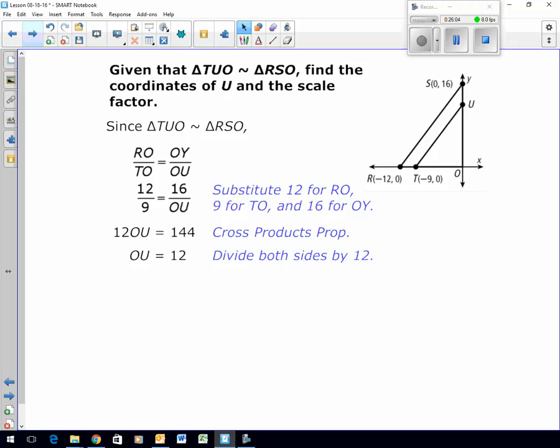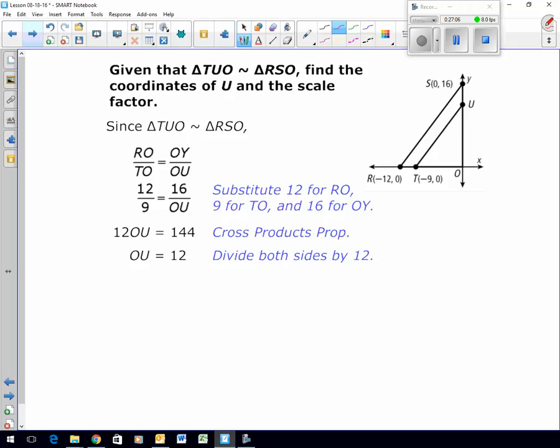What am I trying to do here, Heather? Why don't you read the directions? That's usually a good starting point. Okay, so that very first phrase is an introductory phrase. Given that triangle TUO is similar to triangle RSO, that's a lot of information. All of the angles are congruent, and the side lengths are proportional. They're going to have the same ratio.